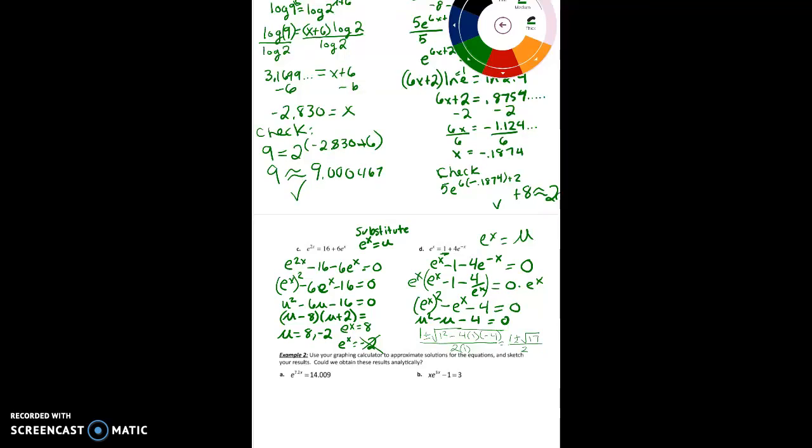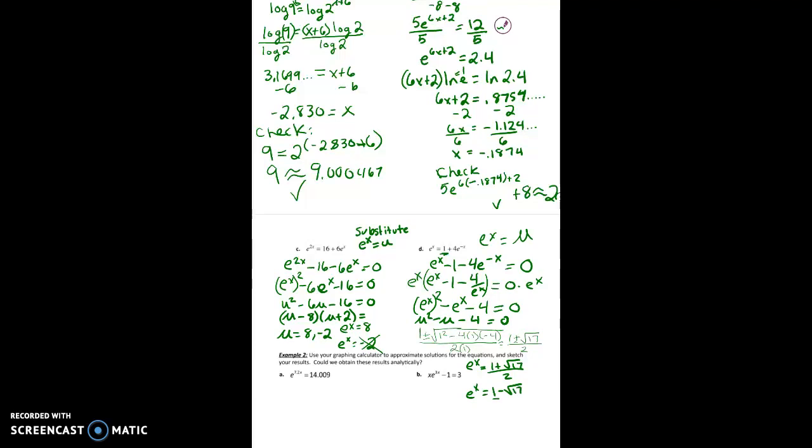Remember, this is actually u equals, but we want it to be e to the x. So e to the x equals 1 plus the square root of 17 over 2. And e to the x equals 1 minus the square root of 17 over 2. So then, how did we solve last time in C? We took the natural log of both sides. So I'm just leaving this because I know this isn't pretty. So I'm going to put it into my calculator.